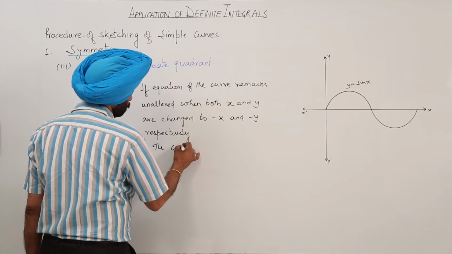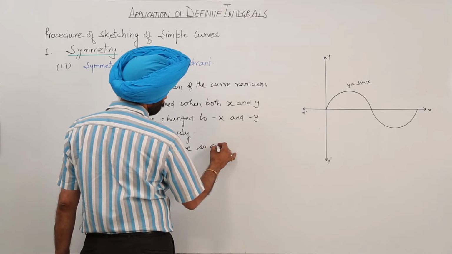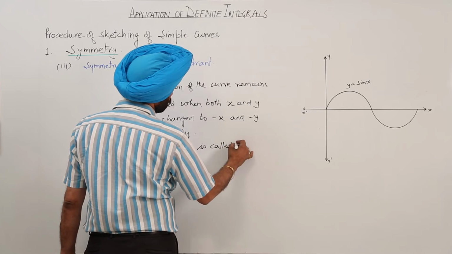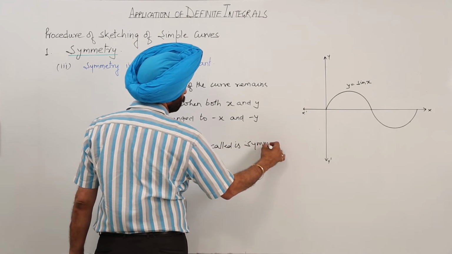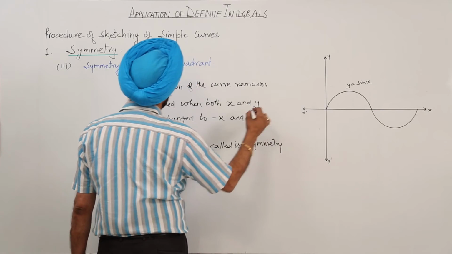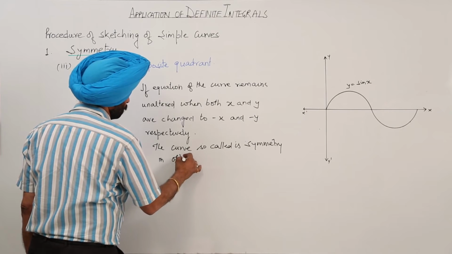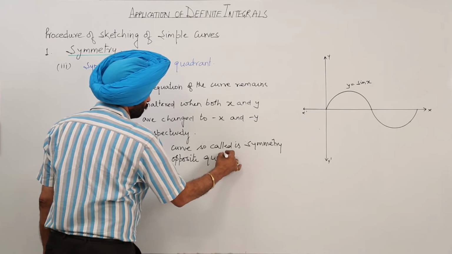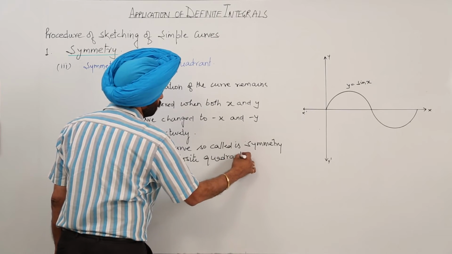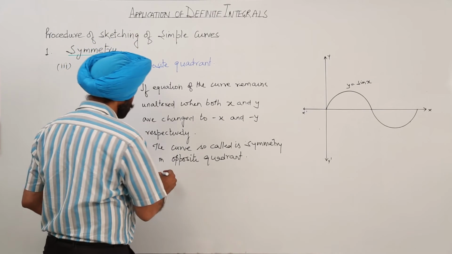the curve so called is symmetric in the opposite quadrant. And I have drawn a rough sketch for y is equal to sin x. Now, example.